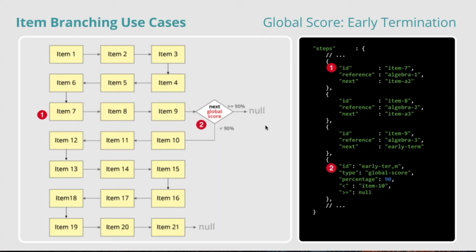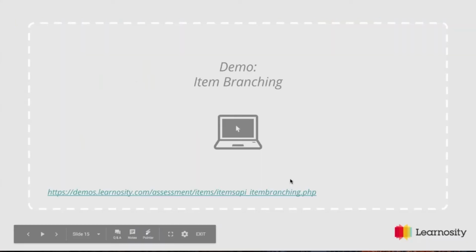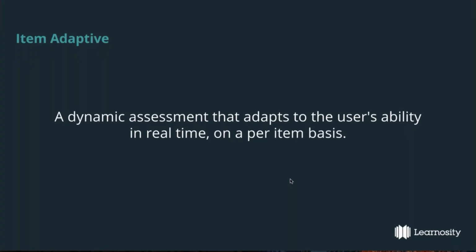If so, end with a null value and you terminate early at item 10. If not, continue on all the way through the rest of the exam. So this gives you a lot of freedom. It gives you the ability to curate this from an author's perspective. You can build this in a simple way with a small investment.